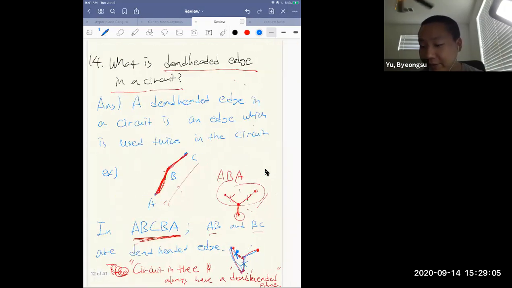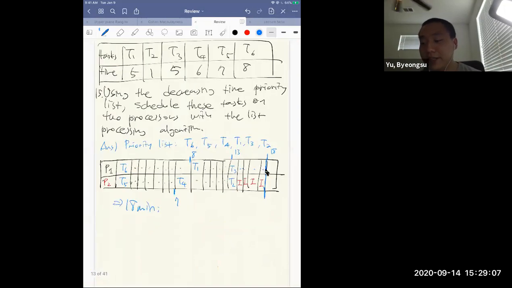Great, thank you. Okay, so let's deal with the next one. We did it a lot, but still, let me repeat one more time. Using the decreasing time priority list, schedule this task on 2 processors with the list processing algorithm. First of all, you need to use the decreasing time priority. Here, the longest one is T6, so T6 should be first in your priority list.